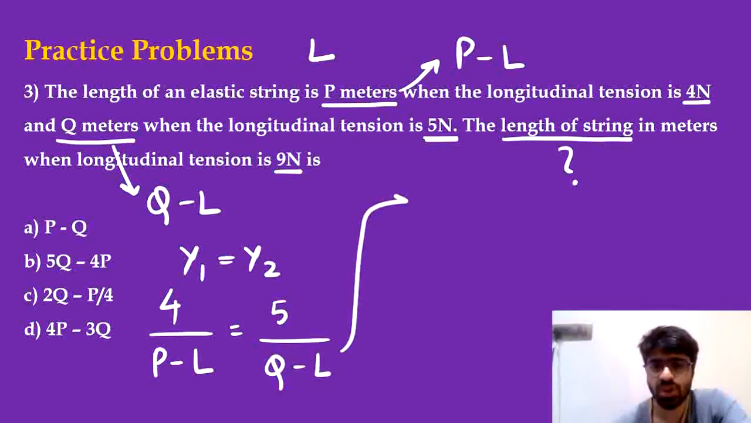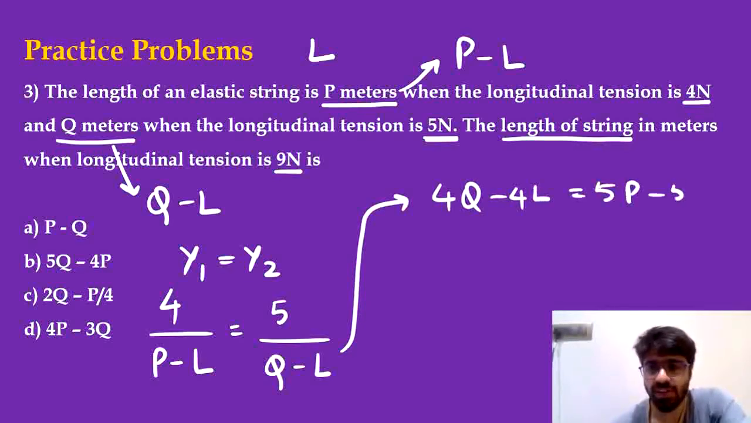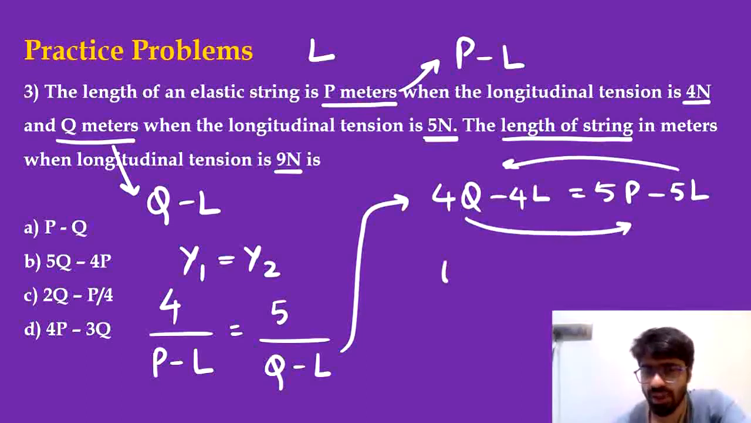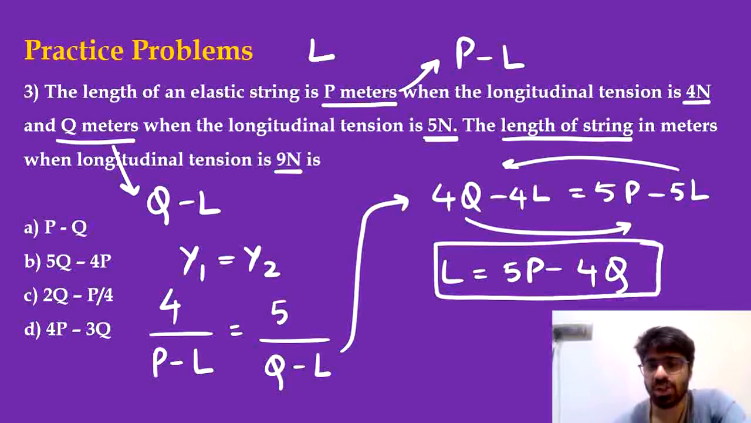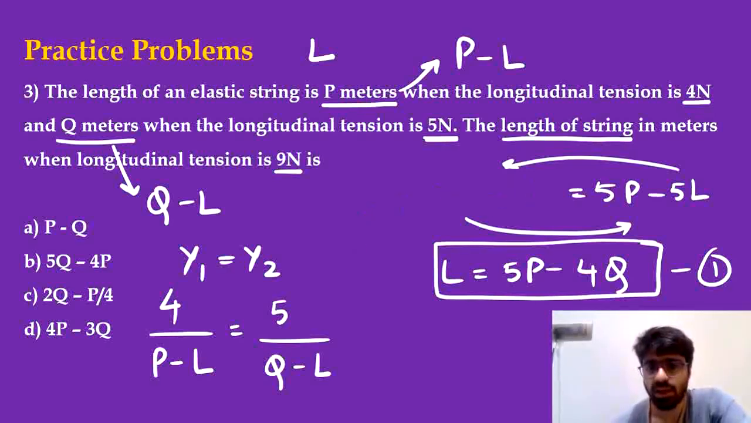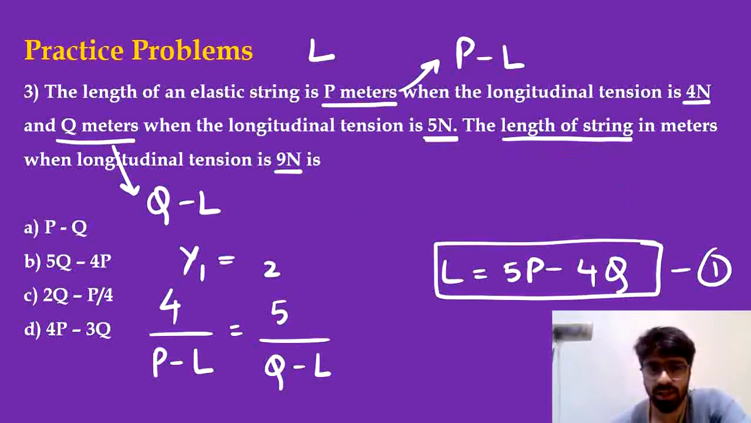And this equation, when we solve it, we will get the value for capital L. So we have 4Q minus 4L equals 5P minus 5L. I can take that 5L on the left, I can take 4Q on the right, so that should give me L as 5P minus 4Q. And that is an expression that we are going to remember. We have the expression for the original length in terms of P and Q, which we can now use in the third case to answer whatever question they are asking. Let's rub out this entire thing, except for that final result which we will be using later on in this question.